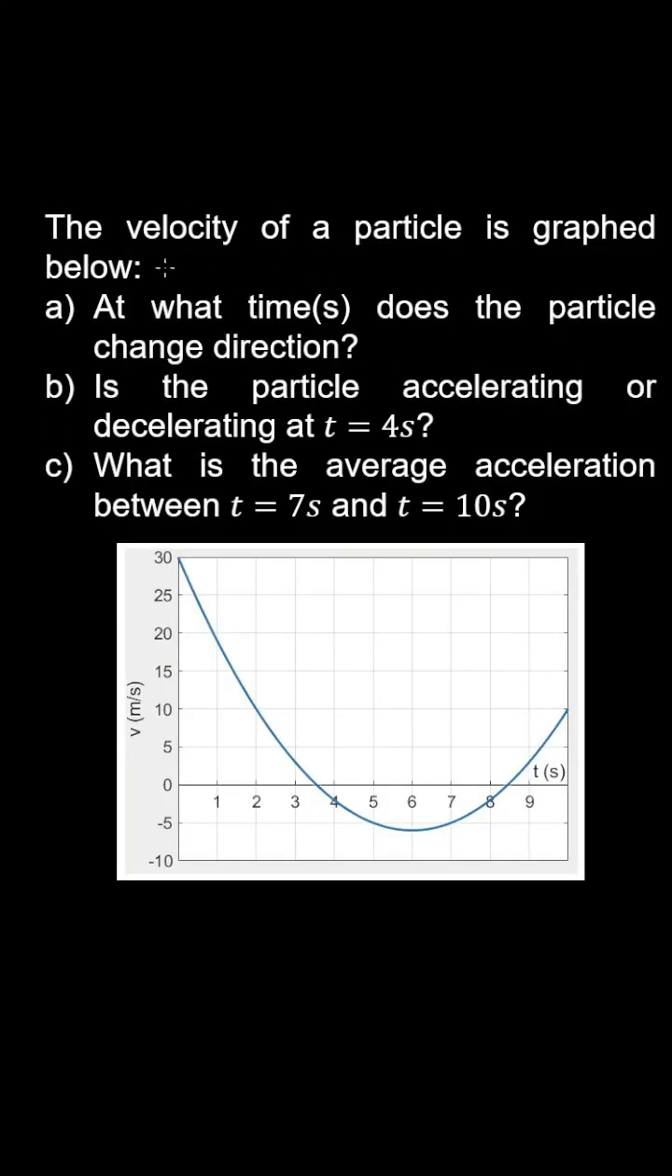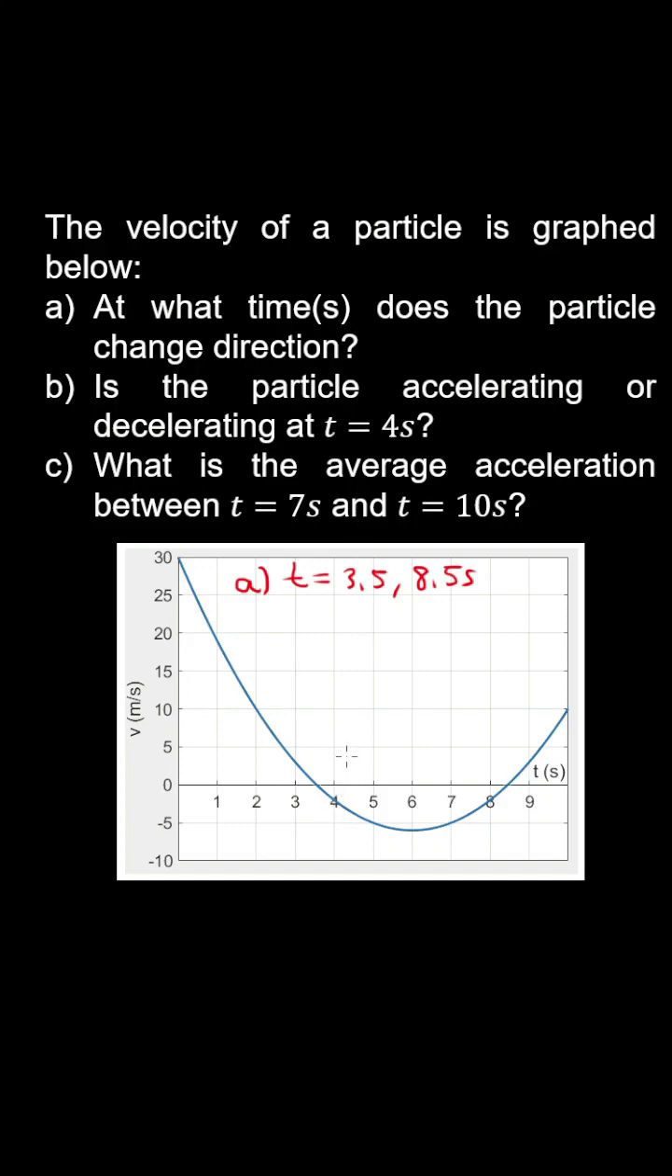The velocity of a particle is graphed below, and at what time does the particle change direction? Well, as we can see, at 3.5 seconds and 8.5 seconds, the velocity is 0, so that's when the particle is changing direction. Now part B asks, is the particle accelerating or decelerating at 4 seconds?